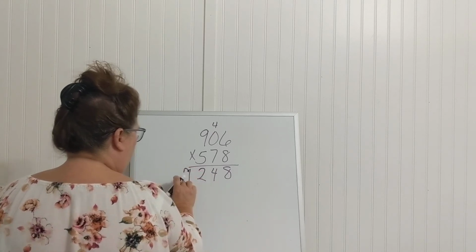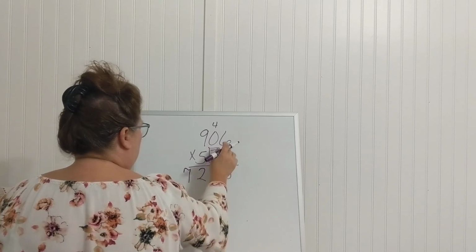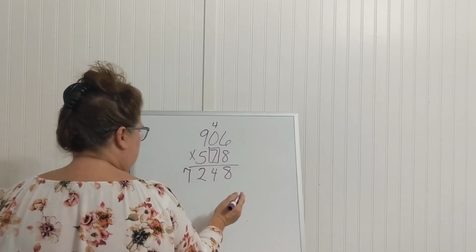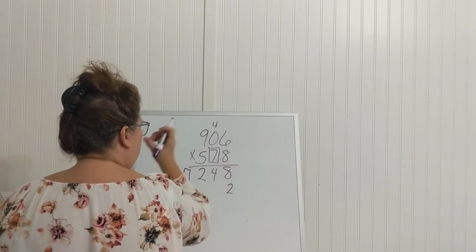We make a brand new column for that 7. All right, so put a box around your 7. Now we're multiplying 906 times our 7. So 6 times 7 is 42. Put 2 down. I'm going to use that 4 that's already there.